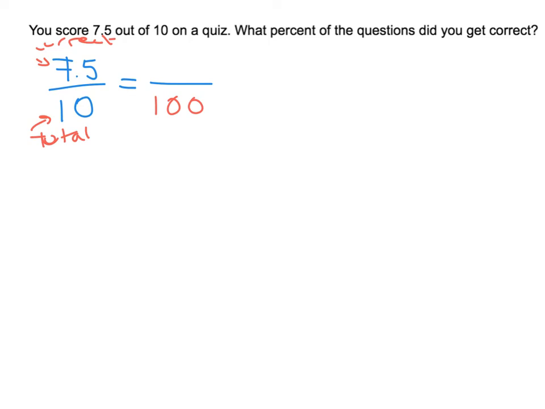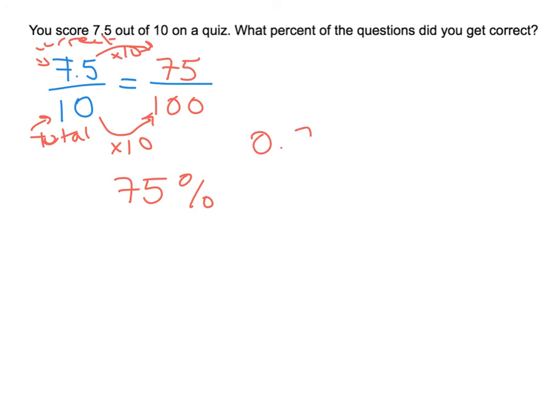And now we've got just another proportion here. So 10, we know, multiplies by 10 to get us to 100. And we can do the same thing with our 7.5. We'll multiply by 10, which will give us 75. So that means that I got 75% of the questions correct, or I could say that in decimal form it will come out to a 0.75. So again, this is percent, and this is the decimal form.